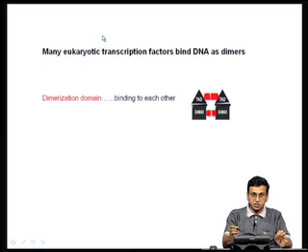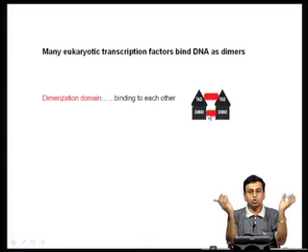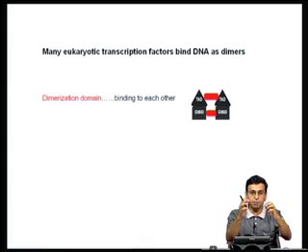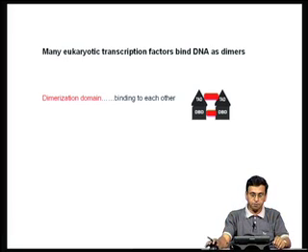Now, this dimerization domain, as shown in this particular cartoon, can either facilitate dimerization of the two DNA binding domains, or it can facilitate dimerization of the two transcription activation domains. That means this dimerization domain can be present either within the DNA binding domain or within the transcription activation domain, and its function is to bring the two monomers together. It can be two monomers of the same type, then it becomes a homodimer, or two different monomers, then it becomes a heterodimer.